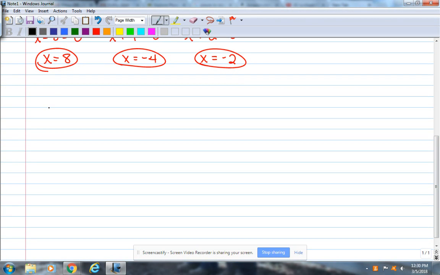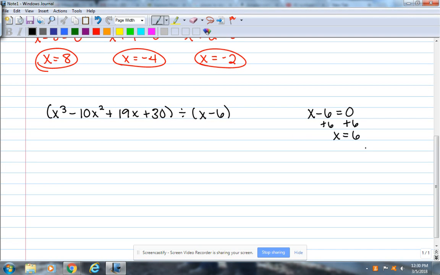All right, this time let's do the polynomial x to the third power minus 10x squared plus 19x plus 30. And this time we want to divide by the binomial x minus 6. Okay, so the first thing we want to do is find the 0 or the root for this binomial. So you'd come over to the side and say x minus 6 equals 0. Well, you would add 6 to both sides, so x equals 6. So that's your number that goes in your top left corner for setting up your synthetic division.